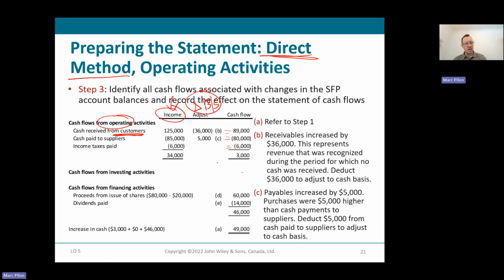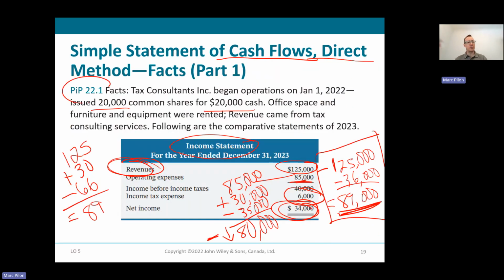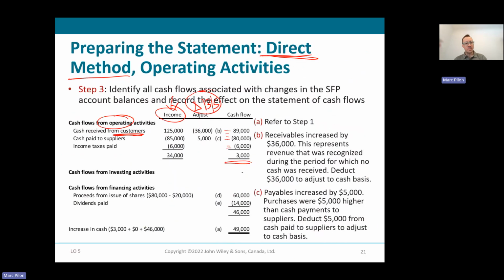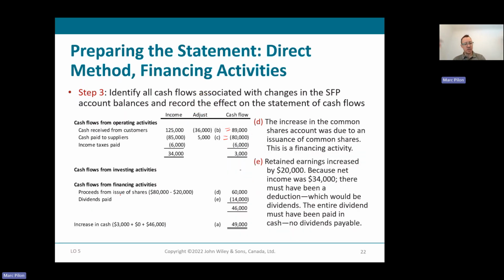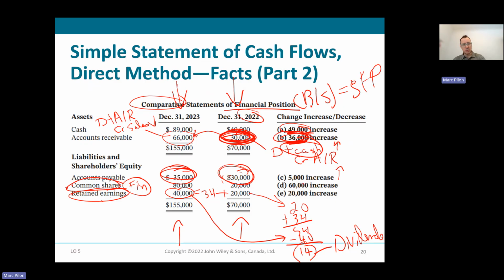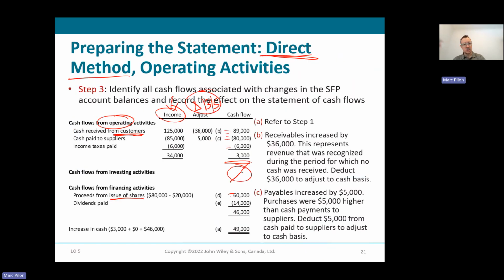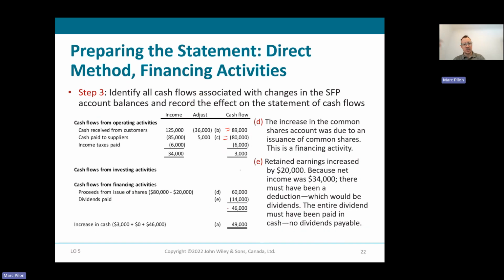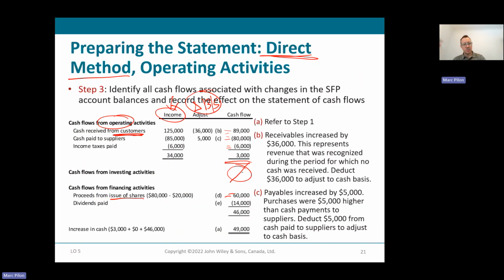89, minus 86 gives us a change to cash balance for operating activities. The total is 3,000. In our very simple example of 22.1, which is in the book, we see no investing activities. Financing activities, we had the issuance of shares, which was here. It went from 20 to 80. So we issued $60,000 in shares. And then the dividends that I calculated down here, dividends were 14.